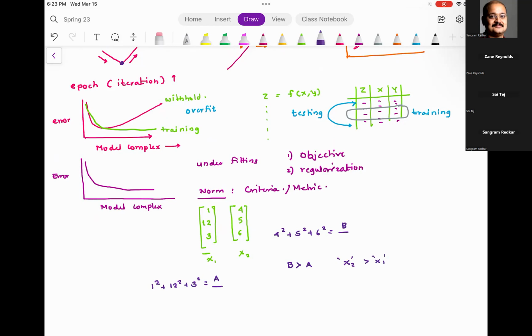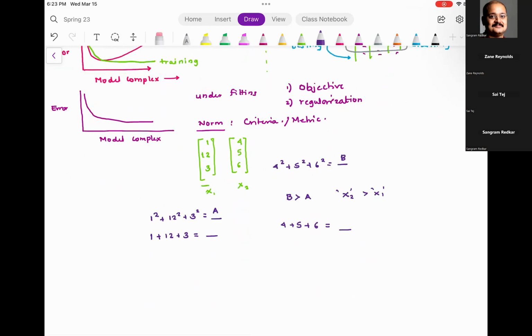Some of you may say, hey, that is not the metric that we want to use. And maybe what I would do is I would just choose the summation. So 1 plus 12 plus 3, and I would choose 4 plus 5 plus 6. And then I would use this as a means for comparison.